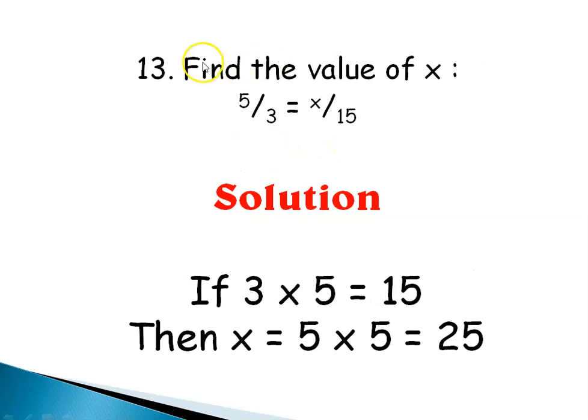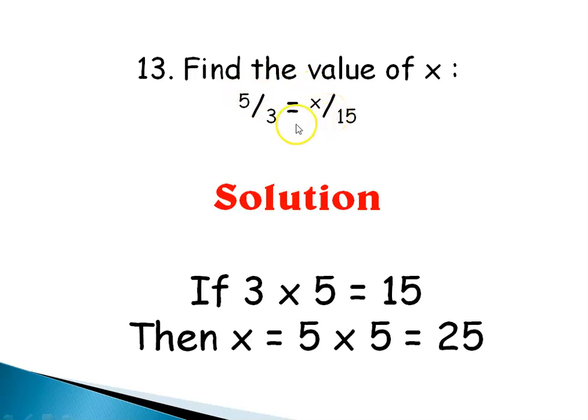Alright, question 13 says, find the value of x in this expression: 5 over 3 is equal to x over 15. There are different ways I can do this. I can cross multiply and say 3 times x, 3x, is equal to 15 times 5.